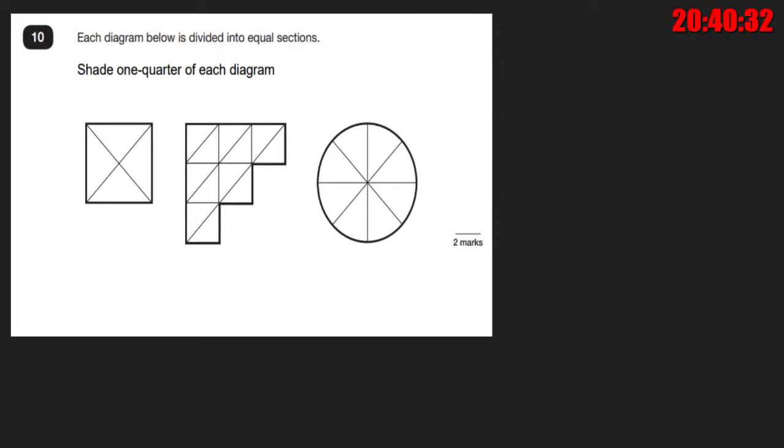Question number 10. Each diagram below is divided into equal sections, right? Shade 1/4 of each diagram. So 1/4 means there are 4 sections, and only 1 section needs to be shaded. Here 1, 2, 3, 4, 5, 6, 7, 8, 9, 10, 11, 12. 12 sections, 1/4 of 12 is 3 sections.